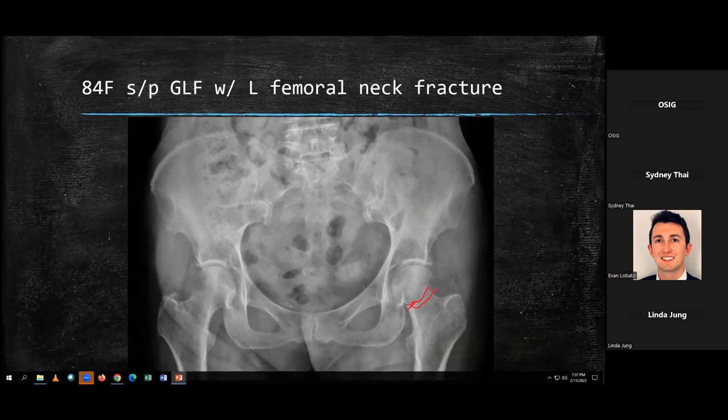And so how do we treat this? We spoke about intracapsular fractures and extracapsular fractures. So is it intracapsular or extracapsular? Intracapsular. Okay, so does it have a good blood supply or is it tenuous?